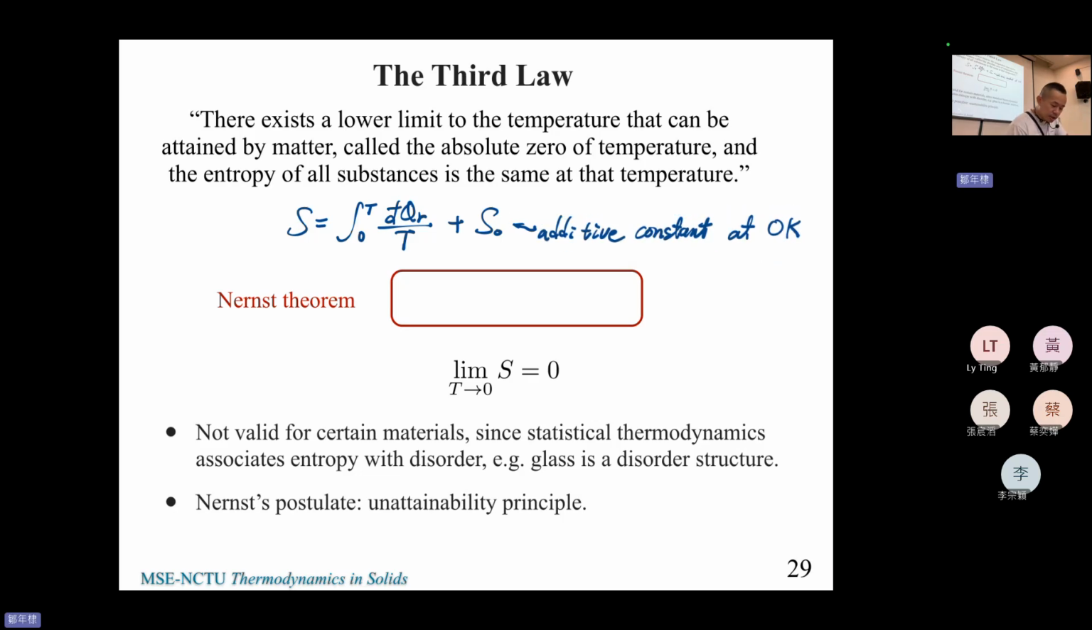Okay, this is the additive constant. In mathematics, you can also see it as the integrating constant. So what is S naught? Actually, S naught is the entropy at 0 K, and this is the limit. In the human world, you can set everything as 0, so we can also say that S goes to 0.